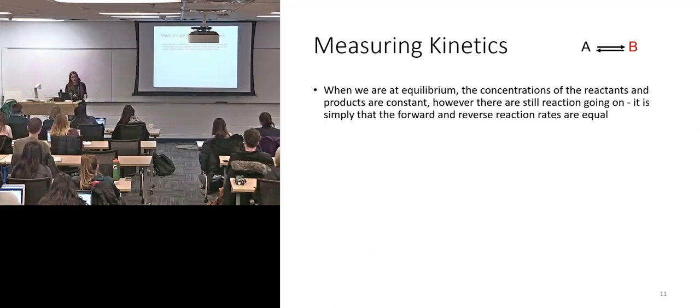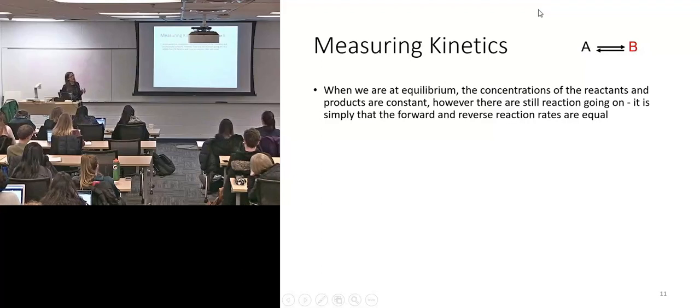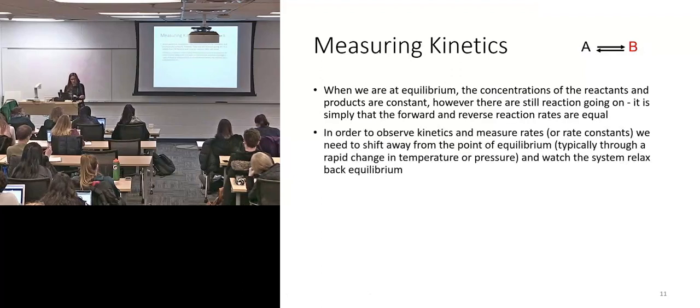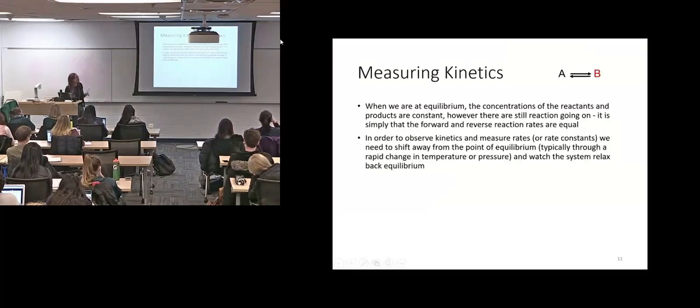So when we're at equilibrium, we know that the concentrations of reactants and products are constant, but it doesn't mean that reactions have stopped happening. It simply means that the rate at which we're making B and the rate at which we're making A, going back the other way, have reached an equilibrium so that the overall concentrations don't change with time. In order to observe kinetics and measure rates or rate constants, we would have to get away from equilibrium and then wait for equilibrium to arrive and take a bunch of measurements at different time points. So a rapid change in temperature or pressure would allow us to do this, and then you can wait for the system to relax back to equilibrium.